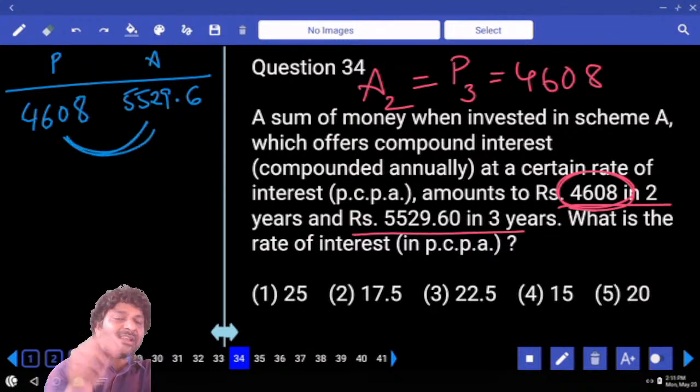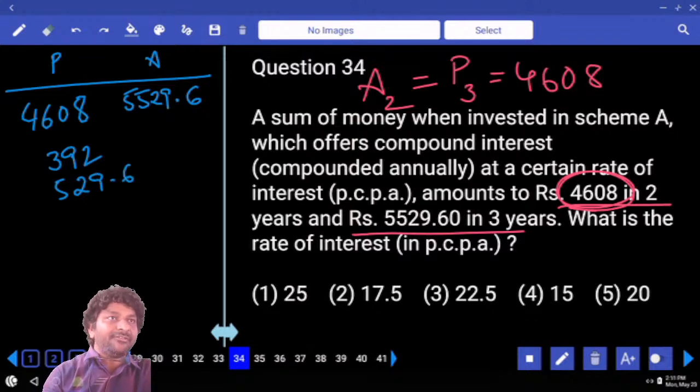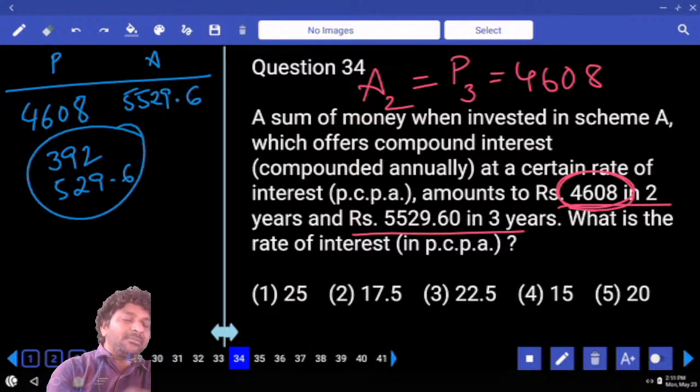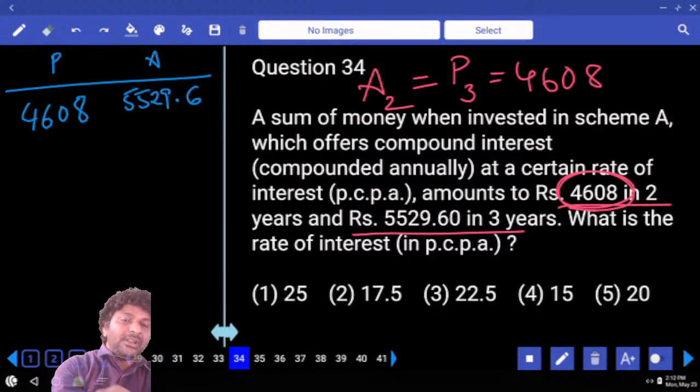Whatever the difference is between these two numbers is the interest for the third year, which is for 1 year only. For the third year we are calculating, so that's going to be for 1 year. Agreed? Now observe the difference between both the numbers. This is 392 less than 5000 and the other number is 529.6 more than 5000. Difference in the sense adding these two numbers, which is equal to 921.6.